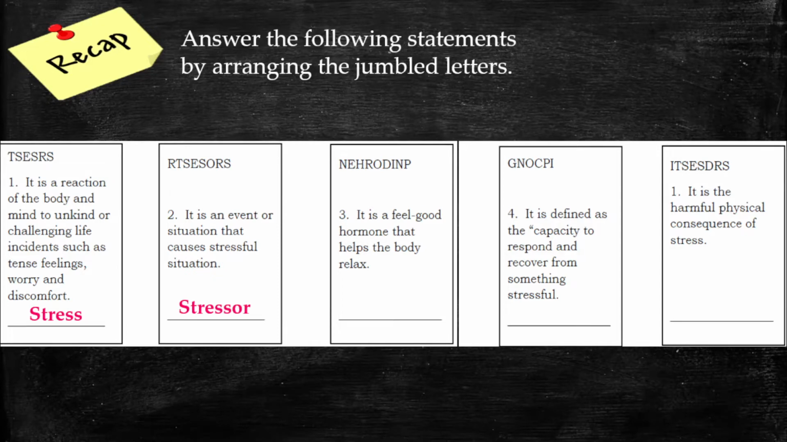And for number 3, it is a feel-good hormone that helps the body relax. So we have endorphin. And for number 4, it is defined as the capacity to respond and recover from something stressful. So the answer is coping. And for the last number, it is the harmful physical consequence of stress. So the answer is distress, okay?